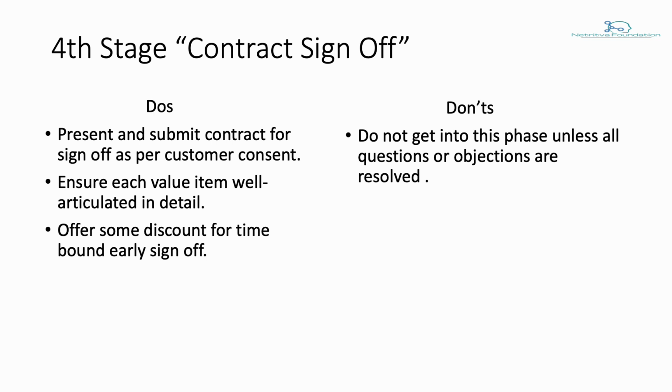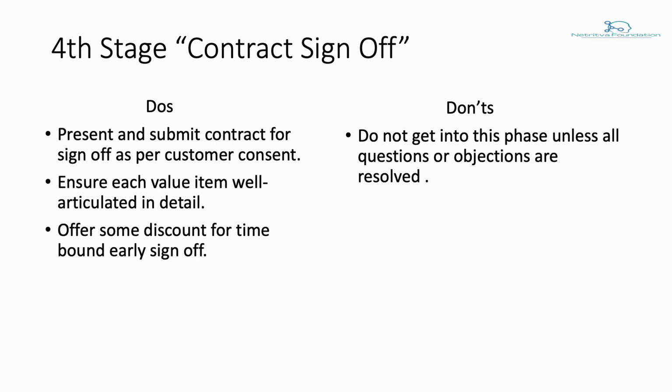The only thing that you need to take care of or avoid as part of this stage is that you should never get into this phase unless you resolve each question, each objection, or each feedback of your customer. Whatever objections they raise, whatever questions they ask, or whatever feedback they give, unless all these things are resolved, you should never get into this stage of the technology selling process.